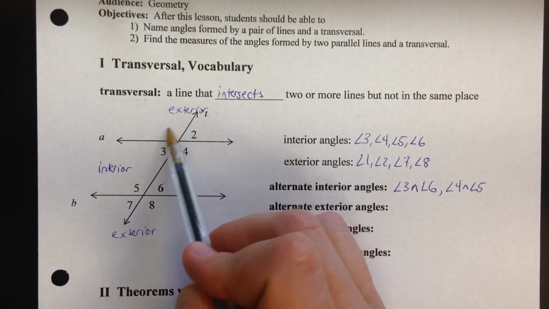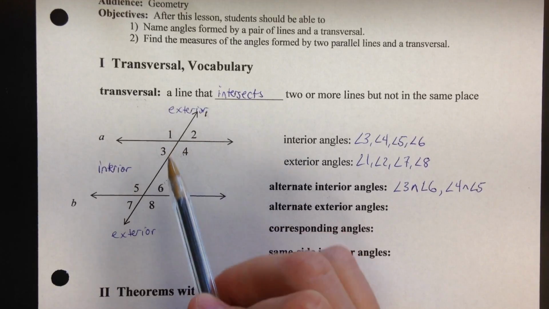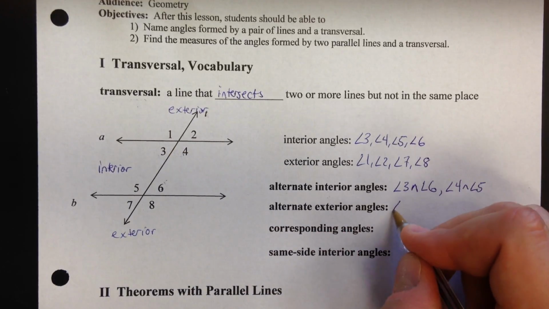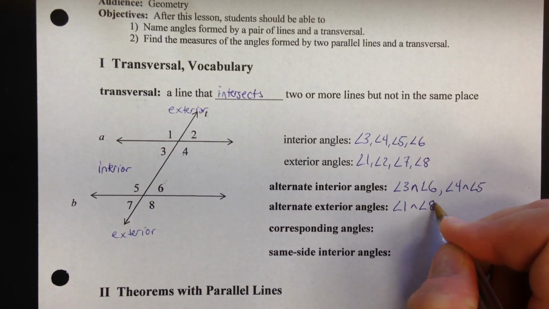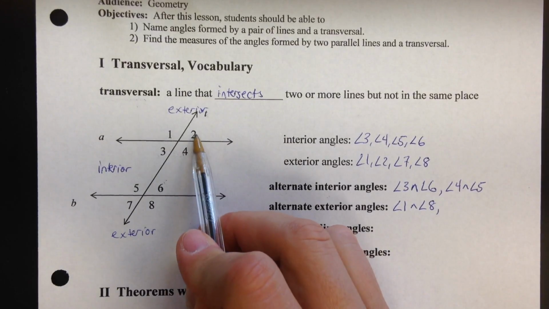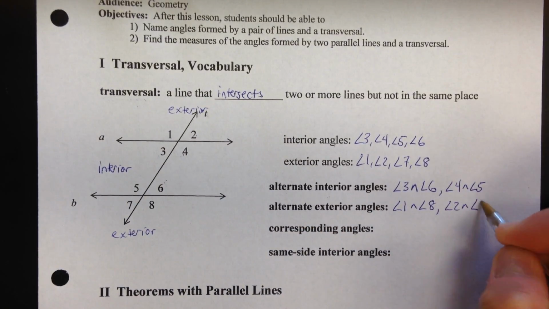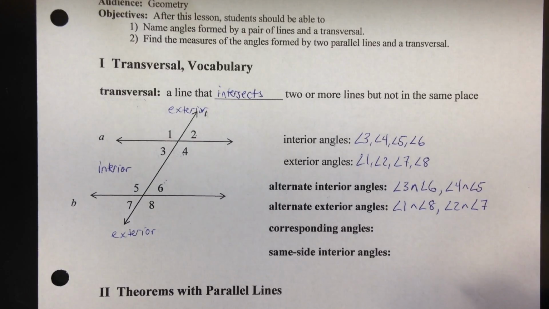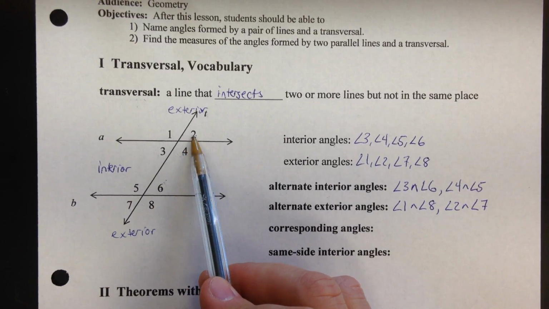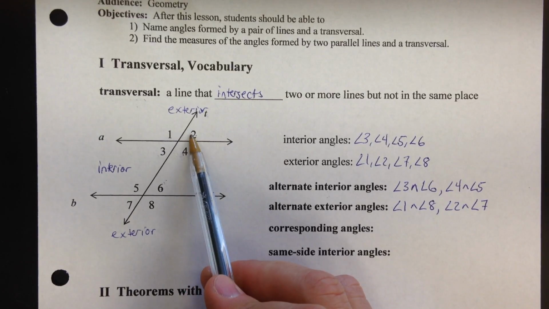Alternate exterior is the same idea, except both angles are exterior angles. So angle 1 would be alternate exterior with angle 8. So angle 1 and angle 8, and then angle 2 and angle 7. Those are alternate exterior. They switch sides of the transversal and they're exterior. Again, we're not going to say angle 1 and angle 2 because we already know that's a linear pair.